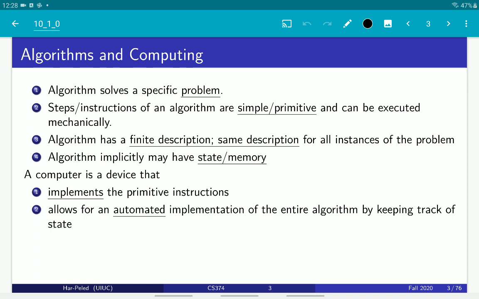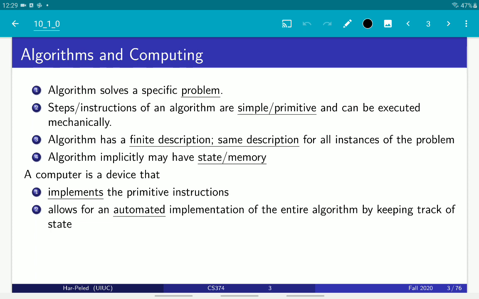Algorithms are the recipes for solving specific problems, right? And they are made of atomic or primitive instructions that are very, very simple, and each one can be handled in constant time. Algorithms have finite descriptions. We don't want infinite algorithms. And of course, they have memory and state and so on.